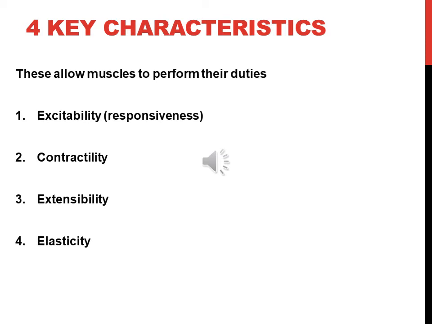Contractility is the ability to shorten forcibly when stimulated. Again, shorten forcibly when stimulated. Extensibility is that ability to extend or stretch. So we have shortening when contracting, but being stretched even beyond resting length when relaxed. So contractility and extensibility work a little bit hand in hand. And then elasticity, which is the ability to recoil and resume resting length after stretching. Okay? So the ability to recoil and resume resting length after stretching.